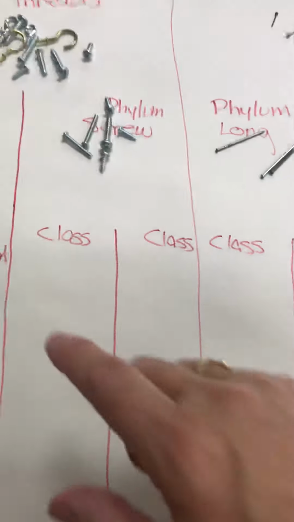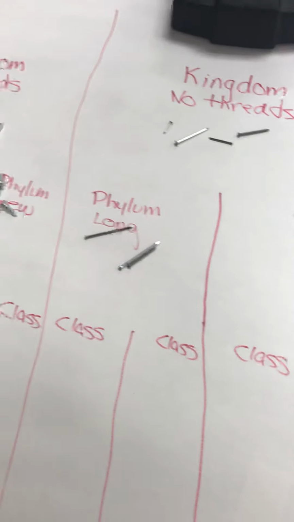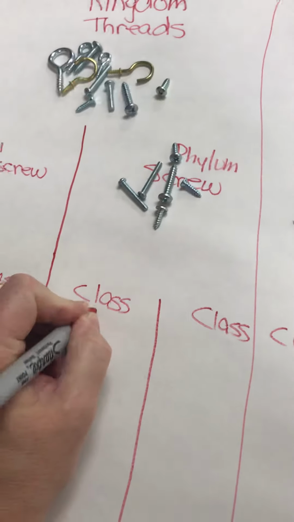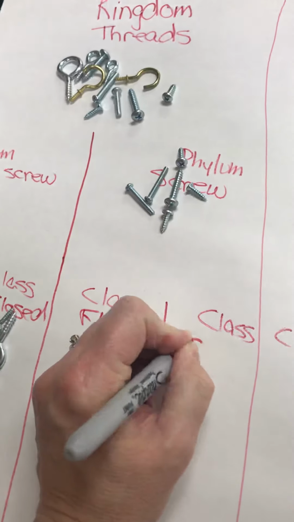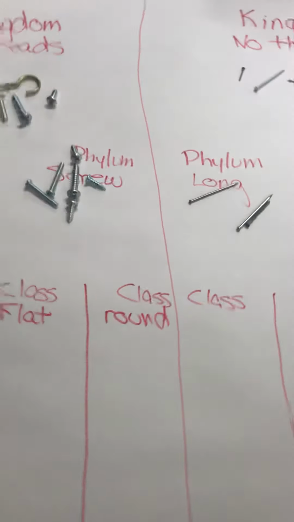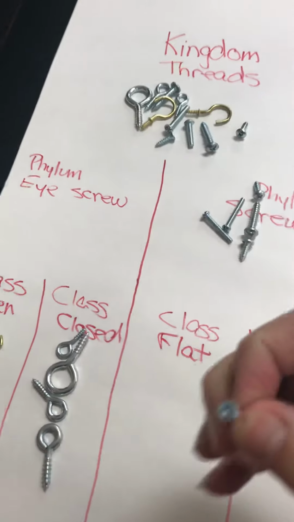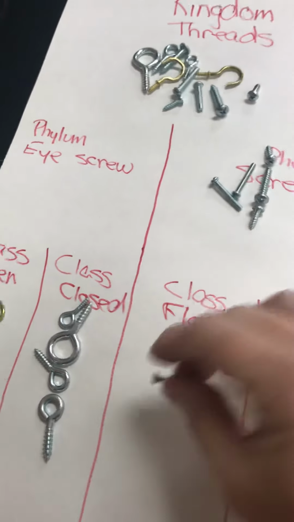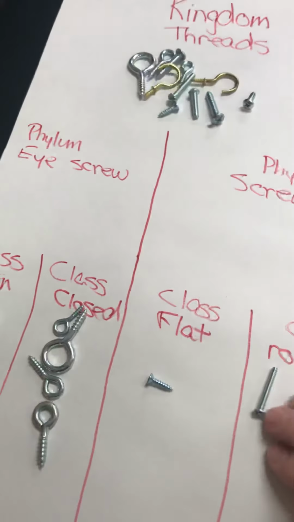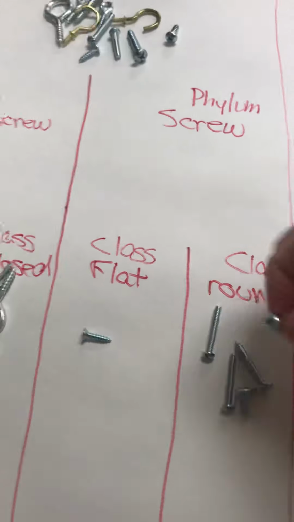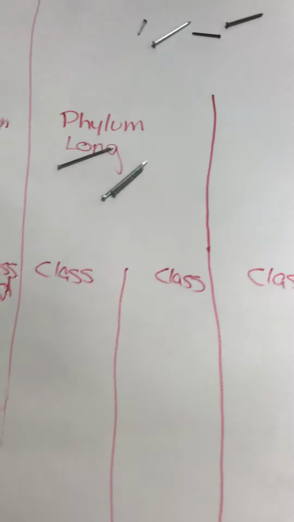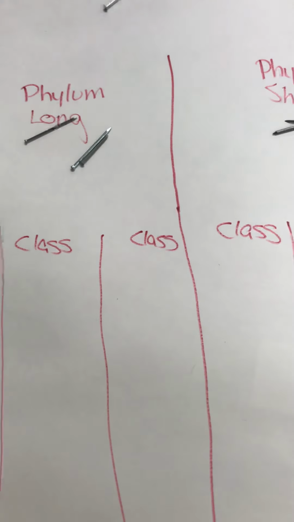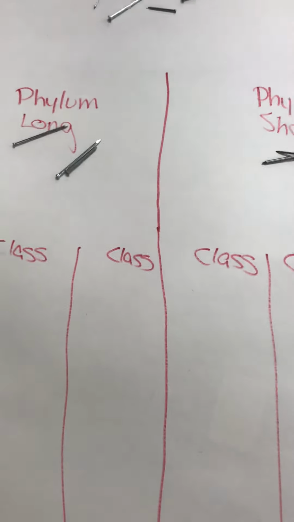Phylum screw. My classes are flat and round. I'll show you what that means in a minute. All right, I have some with flat heads. See, that's got a flat head on it. All these have round ones. They're very rounded heads. Okay, then I get to my kingdom, no threads, phylum long.